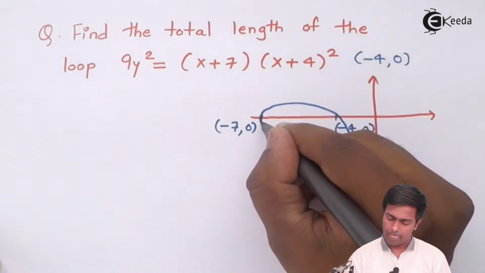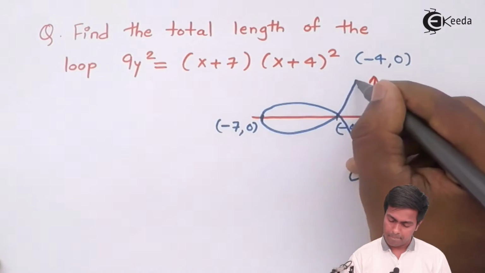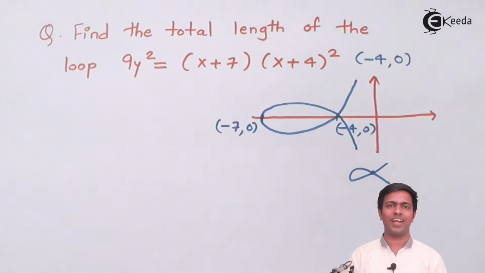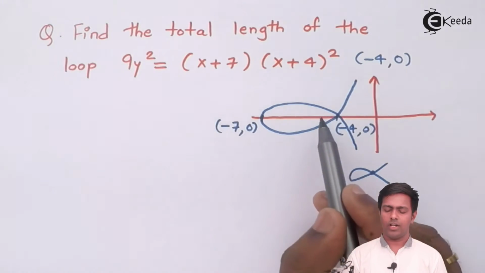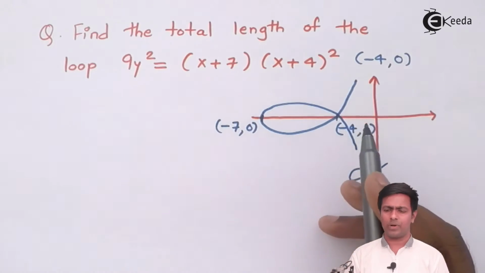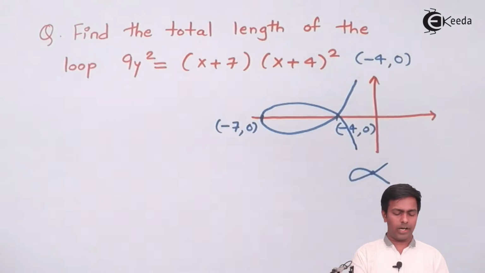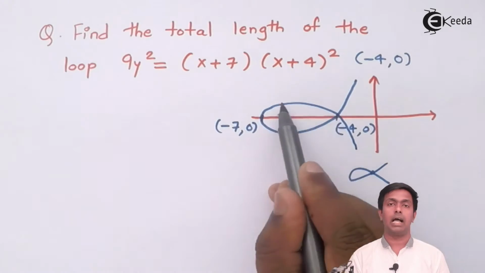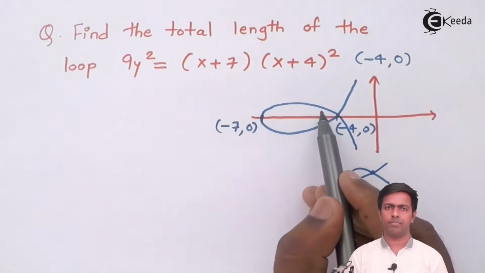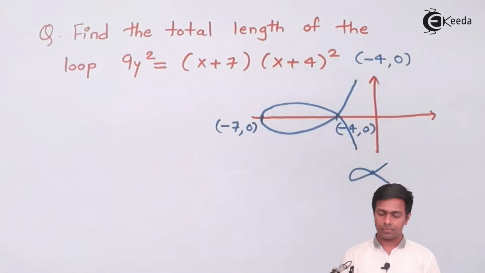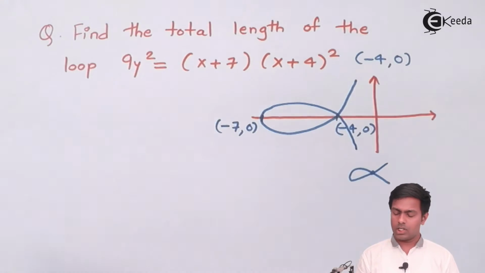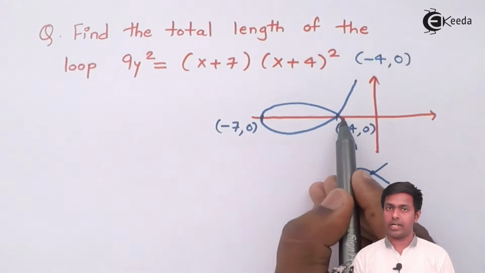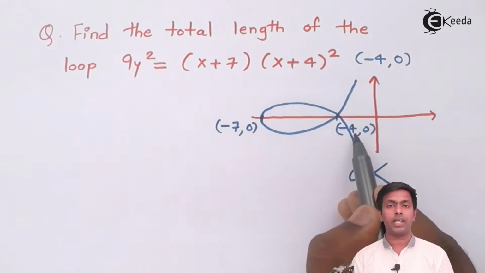I'll draw it for you. So guys, this is what the loop is. Now for this loop we have to find out the length of the curve, or the length of this complete loop. How to get it? It's simple. I'll find out the length of this half loop, and then I'll multiply it by 2. It's that simple. So to find the length of this half loop, if I travel from here to here, my x coordinates are changing from -7 to -4.